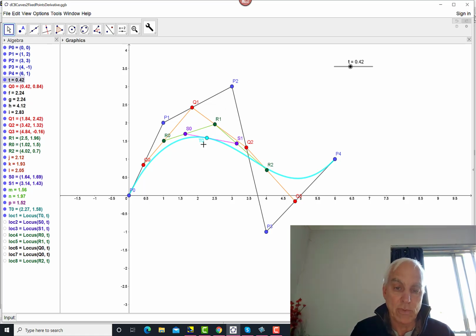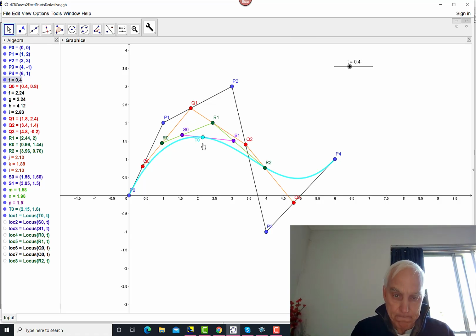So for example, suppose right at this stage here, we want to split it. Let me get it back down to 0.4. Okay, so there's the t value of 0.4. If we wanted to split the curve right there, cut it into two pieces, then there would be this part there and then this part there.